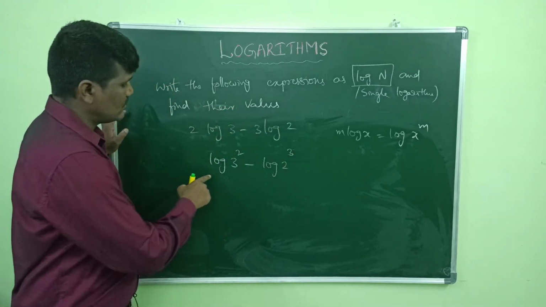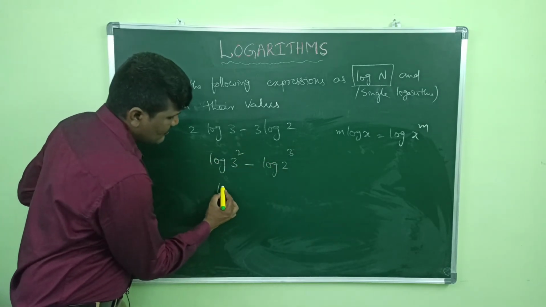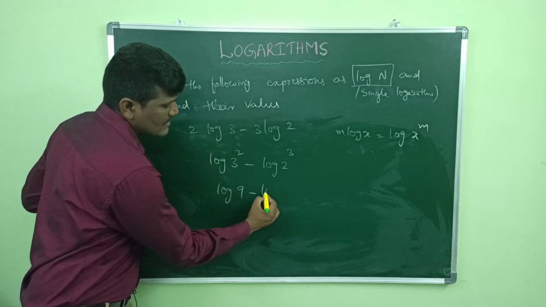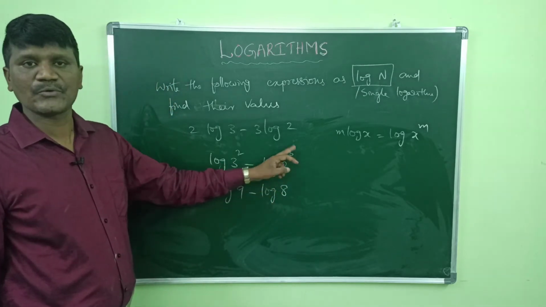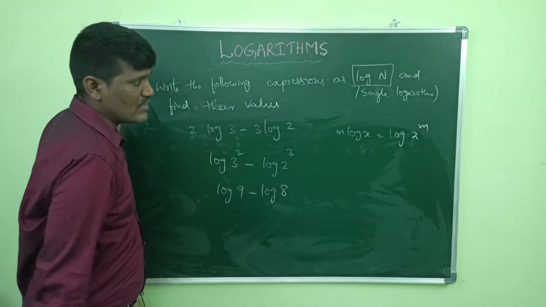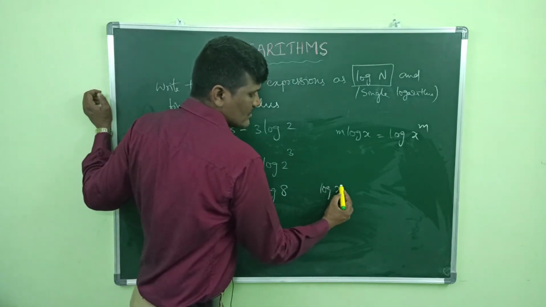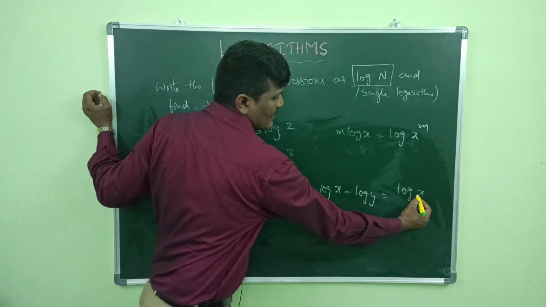Okay. Now log 3 square minus log 2 cube. That is nothing but log 9 minus log 8, since 3 square is 9 and 2 cube is 8. Now you can use the log x minus log y formula. What is the log x minus log y formula? Log x minus log y is equal to log x by y.